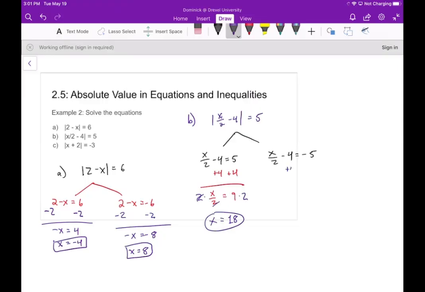And then in this one, if we add 4, we get x over 2 is equal to -1. Multiply both sides by 2 will give us x is -2. All right, so those are our two answers for that one.